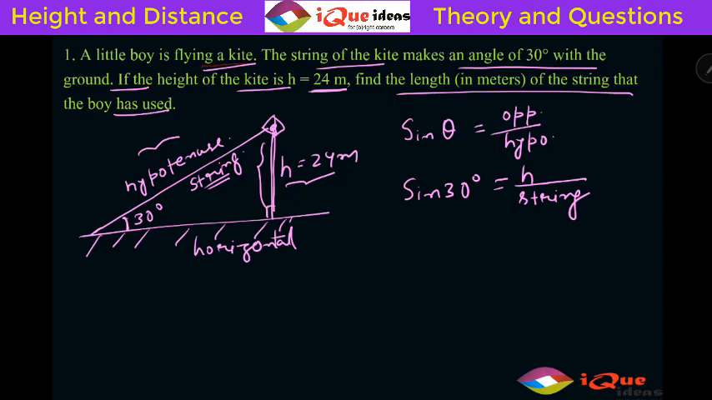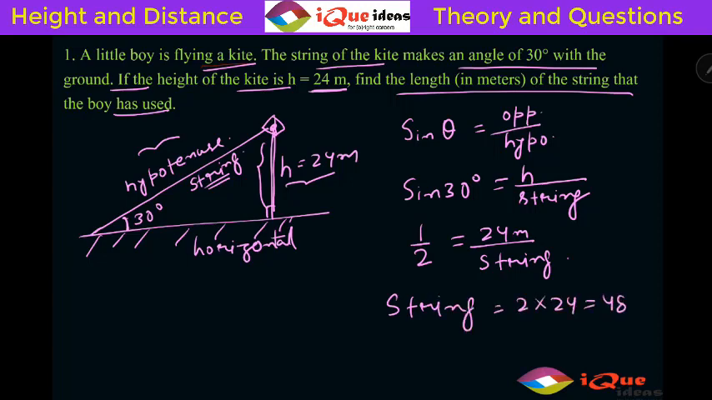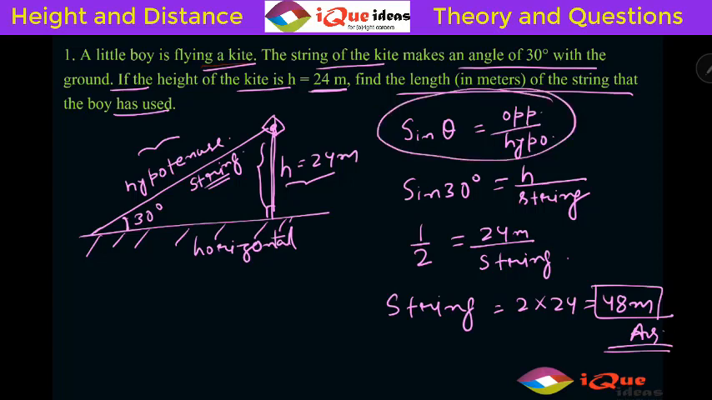All right, sine 30 degree is 1 by 2, h is given as 24 meters, divided by the string. So we can find the length of the string from here. The length of the string will be equal to 2 into 24, and that is equal to 48 meters. Right, so this is the answer to this question. So this was one direct question, and it was an application of sine theta. Okay, now let's take up the next question.